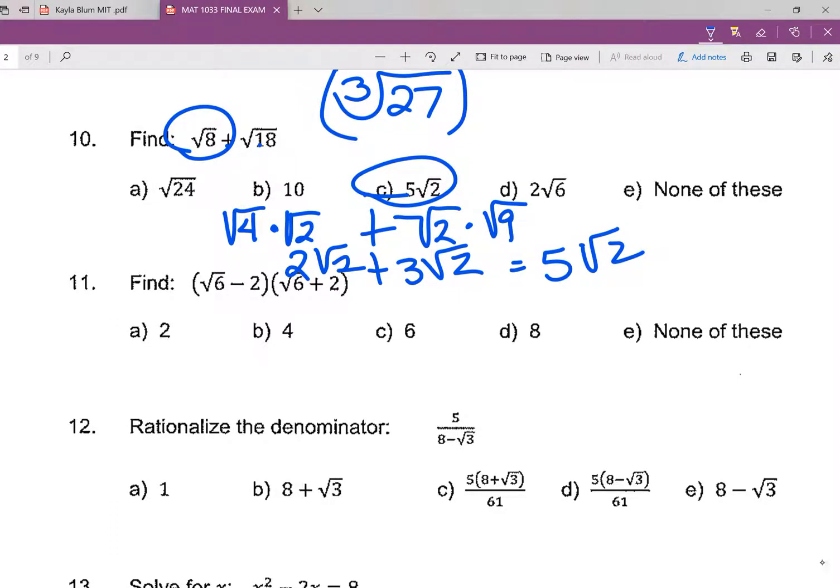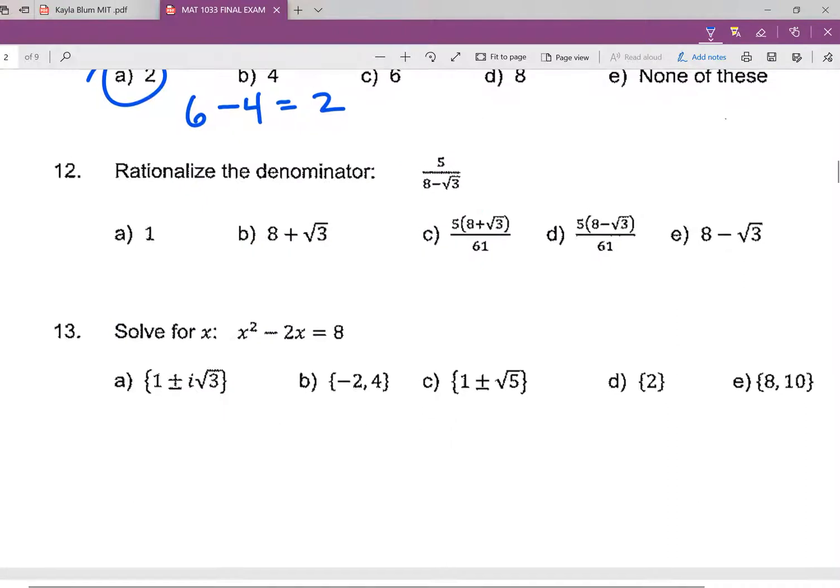If you notice, this is a special product because this is a square root of 6, and so is this. And this is a minus 2 and that's a plus 2. If you remember from the special product a squared minus b squared, these two values cancel. So the inner and outer of the product cancel. That leaves you with square root of 6 times square root of 6, which is 6, and negative 2 times positive 2, which is negative 4, so your final answer here is simply 2. And goes in.